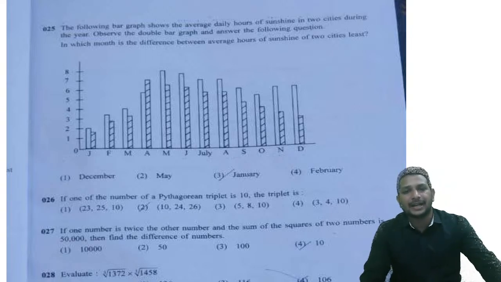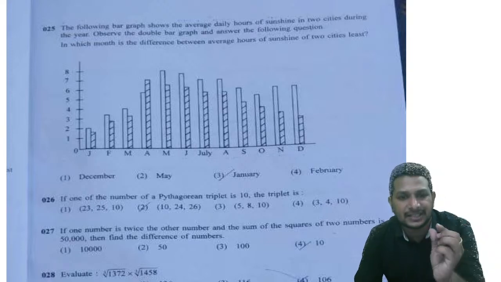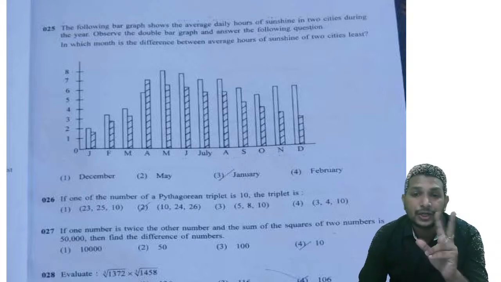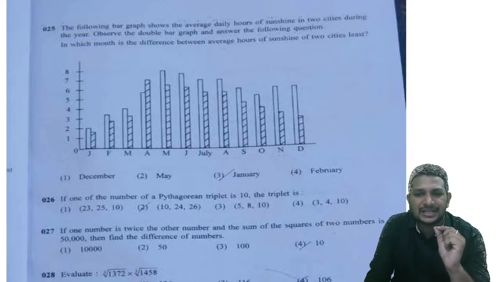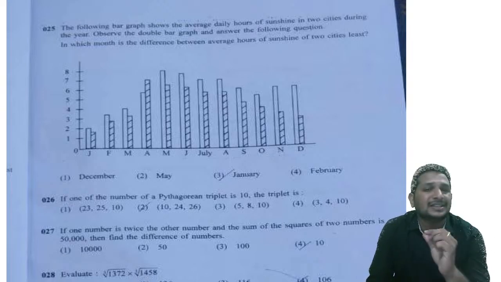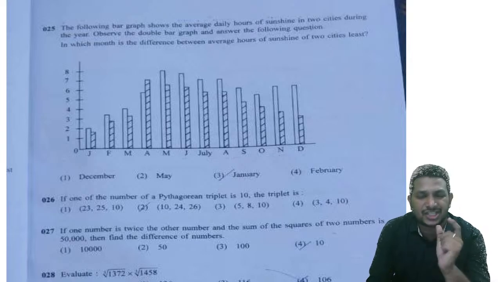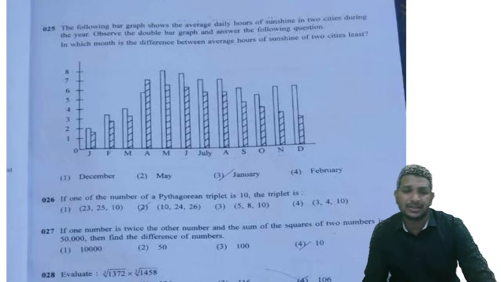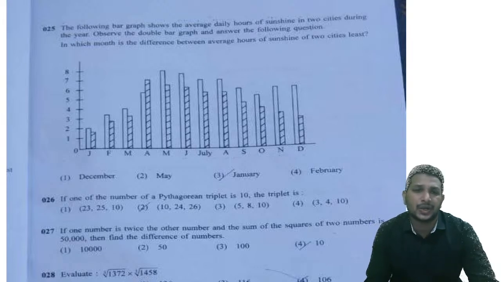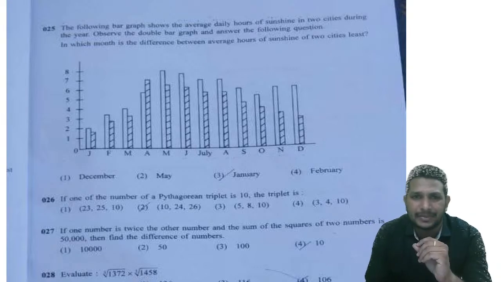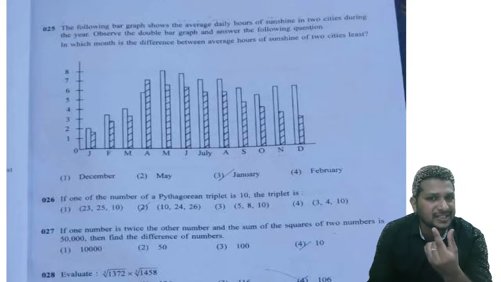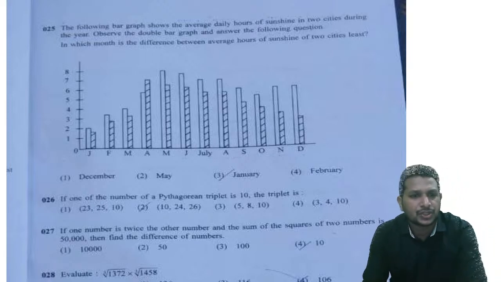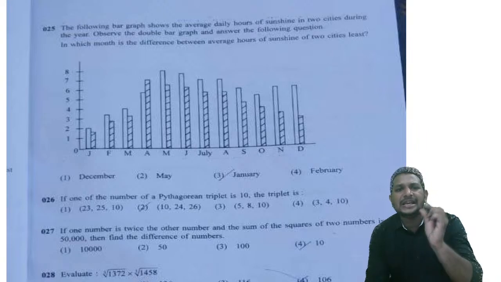We need to observe the bar graph and tell in which month the difference between the 2 cities is least. Least means less. Least means small. So this is a logical question. Actually, this is not a mathematical question. So what exactly they're asking is in which month the difference is least. That means very less. If you look at the bar graphs, least means the gap will be very less. That is the logic.